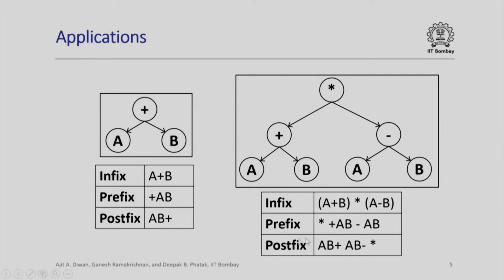Here is another example. a plus b multiplied by a minus b is a way in which we normally see this as an infix expression. The prefix expression would be written as star plus ab minus ab, and postfix will be written as ab plus ab minus star. Notice that if the tree is constructed like this, then in-order traversal, pre-order traversal and post-order traversal will give us exactly these three types of expressions printed out.